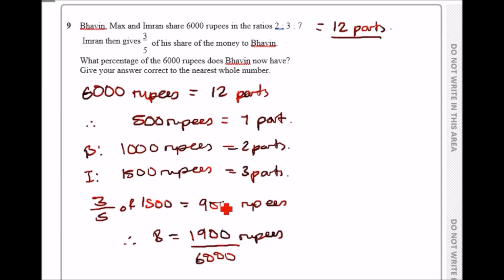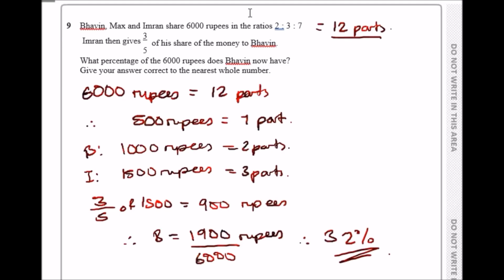As a percentage, we divide by 6,000, because it goes off 6,000. So 1,900 over 6,000 should be, I'm actually calculating now, about, to the nearest whole number, 32%. And that's it, 32%. So that's pretty much the steps.